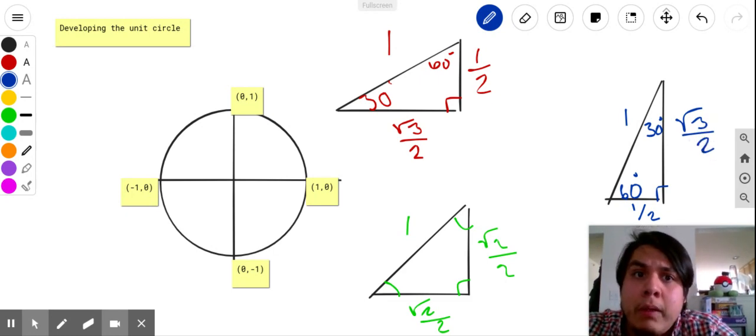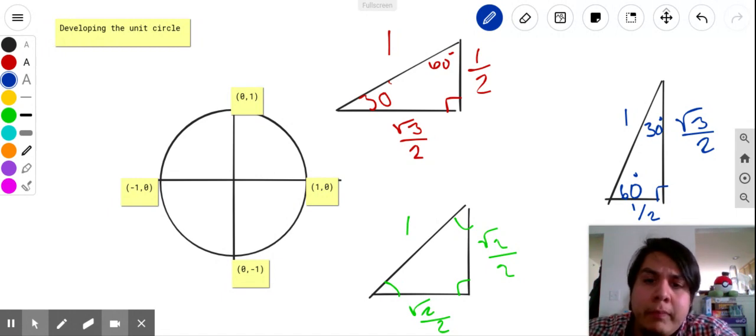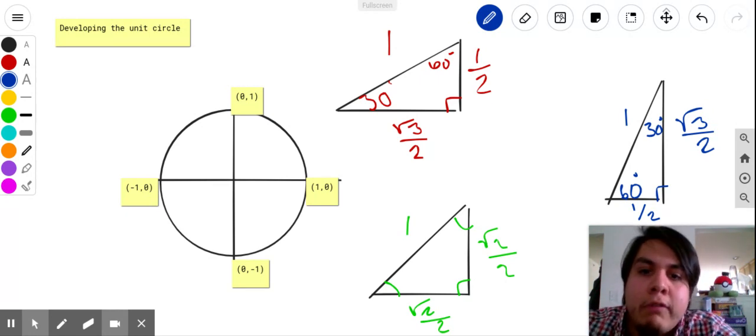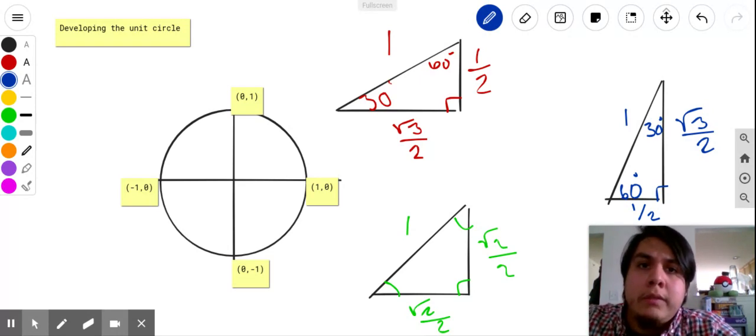Okay? So if you notice, the only thing these triangles have in common is that they all have a hypotenuse length of 1. And there's a reason why they all have a hypotenuse length of 1. It's because in the unit circle, the radius, aka the unit, is 1 away. So if you notice, we have (1, 0), (0, 1), (-1, 0), and (0, -1).